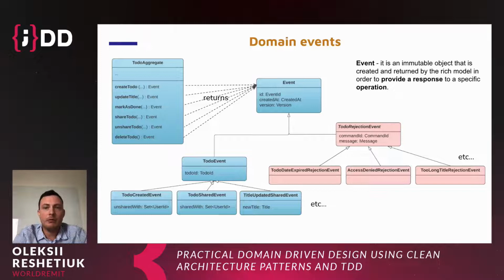Okay, and now what is actually an event here? An event is a mutable object that is created and returned by the rich model in order to provide a response to a specific operation. In simple words, an event is an operational result. And please do not confuse it with the concept of event from event-driven programming, because our event is a purely domain object, returned synchronously, and has no connection with event-driven programming here.